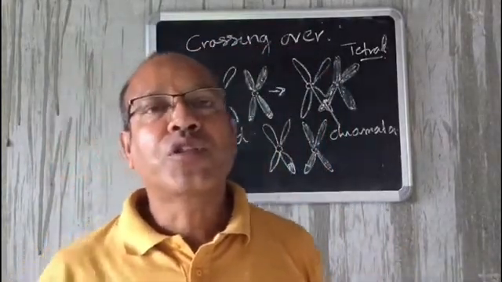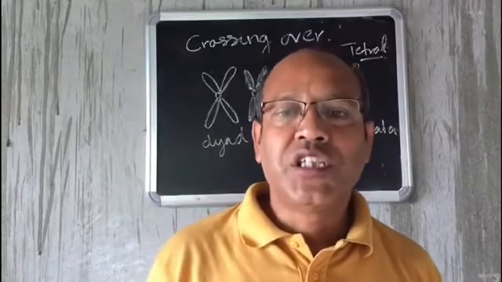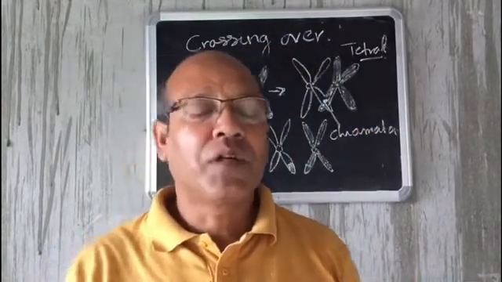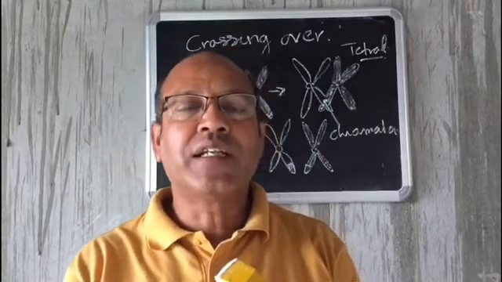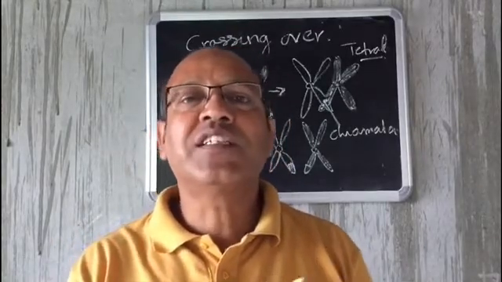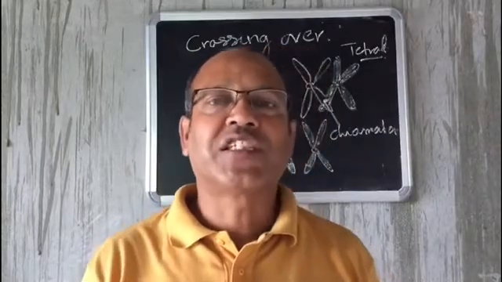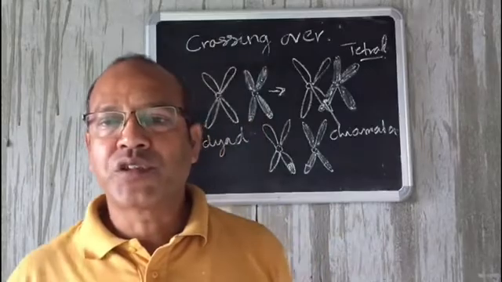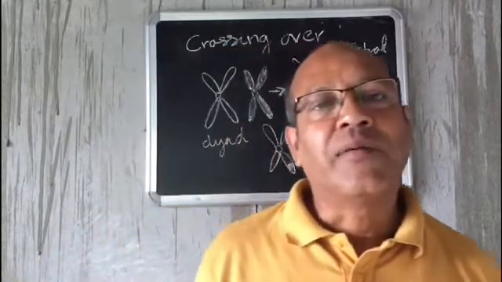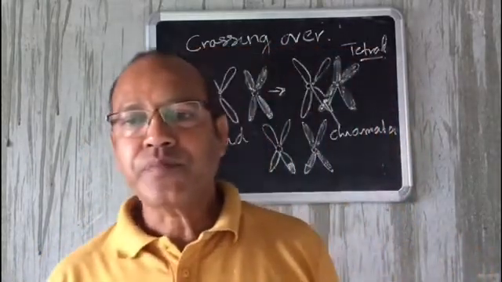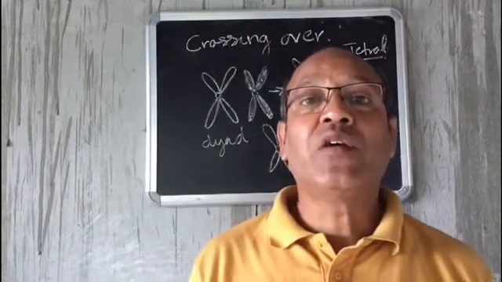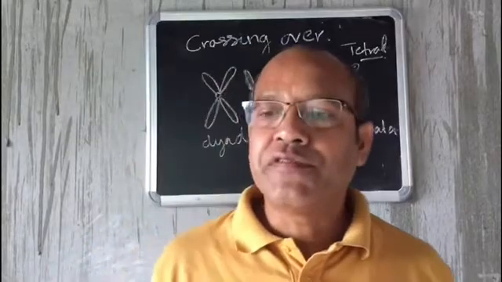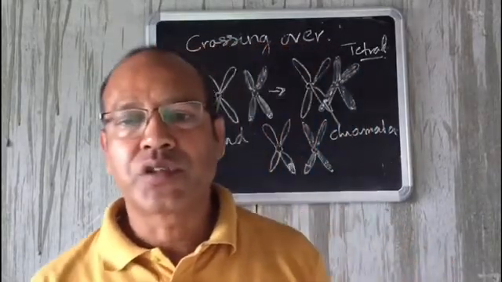And for crossing over to take place, the genes have to be located at a sufficient distance. They cannot be close together. If the genes are close together, then the chance of crossing over is much less. But when they are at a distance, the chance of crossing over is increased. The maximum value of crossing over is 50%. That means there could be a 50% chance of crossing over.